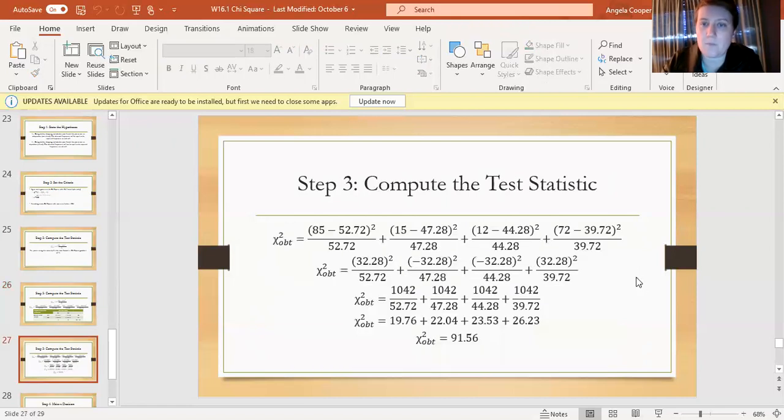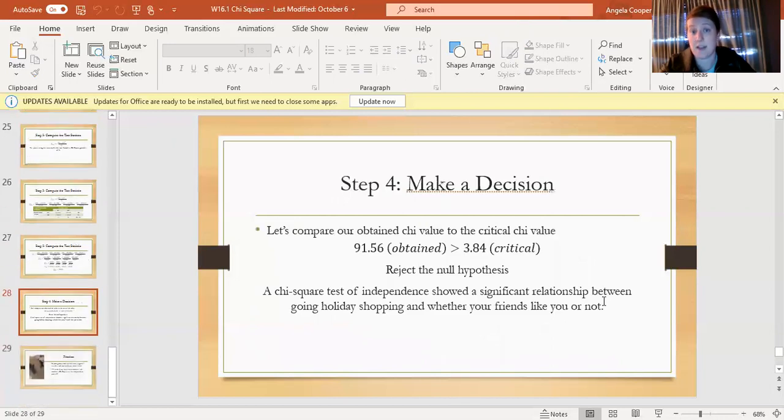Okay. So we have the formulas laid out. Now let's just calculate it. I've already calculated these, but here we go. You simplify them all, you square them, you divide them, you add them. We have the chi-square value, the obtained chi value of 91.56. Is that greater than our critical value of 3.84? You're right it is.